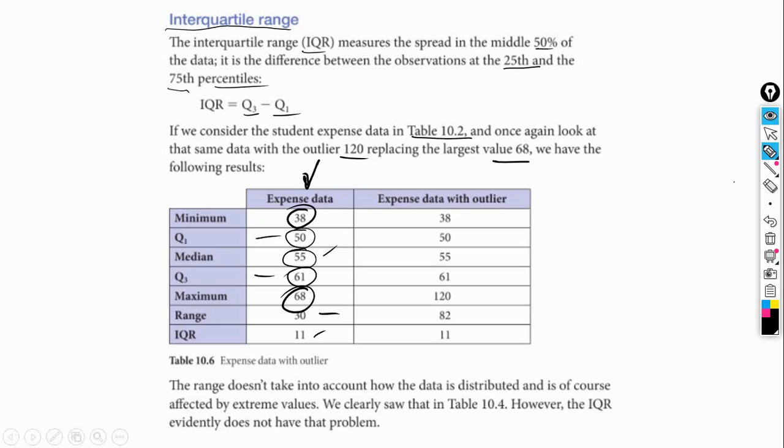Now, the expenses with the outlier, notice that now the maximum is 120, the minimum is still 38, but now the range is larger, it's 82. But using the quartiles prevents this outlier, 120, from affecting the first quartile, the median, or the third quartile. That means that the range doesn't take into account how the data is distributed, and it is of course affected by extreme values. However, the IQR evidently does not have that problem as we just stated.